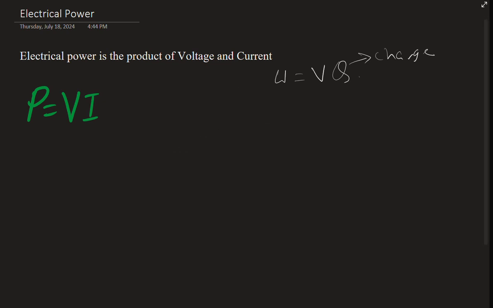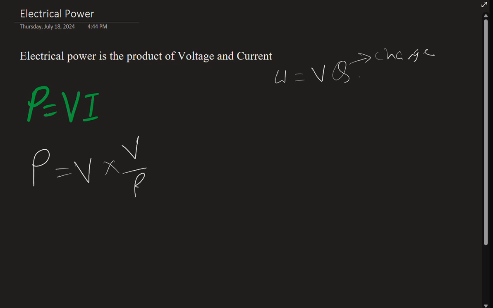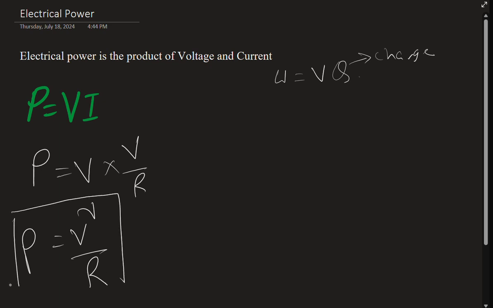Now we can get some more formulas from this, some derivatives. So we can derive P is equal to, keep V the same, and for I, we can substitute the Ohm's law version of current. So V times I is equal to V times V over R in Ohm's law. So V over R becomes V squared over R. So P is equal to V squared over R. That is another formula for power.